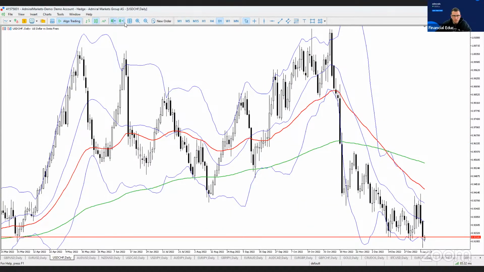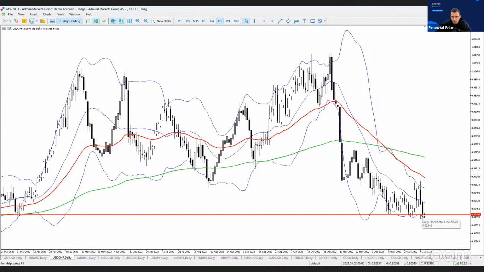And today, we false break this support. We will see what the price is going to do. For now, there is no trade to take on the daily chart.